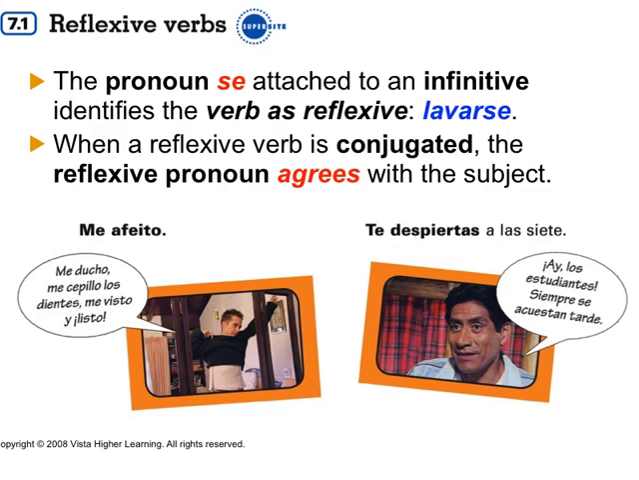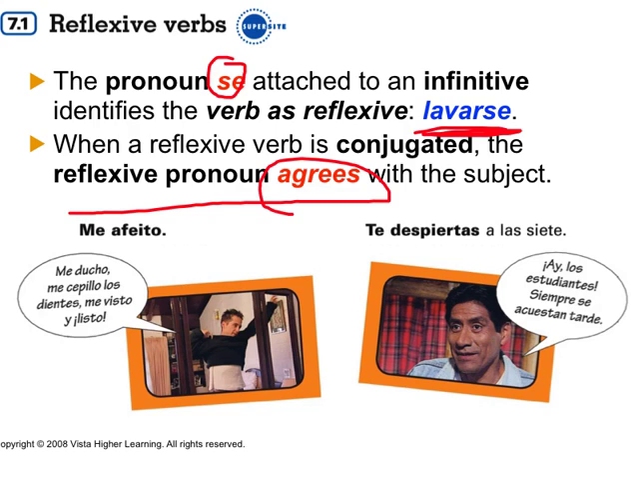So how do you know that a verb is reflexive? Well, when you look at the infinitive, if the pronoun se is attached to the infinitive, like lavarse, that's reflexive. That means you need to use those pronouns. And remember, the reflexive pronoun agrees with the subject. So yo takes the me, tú takes the te, él, ella, usted, se, and so on and so forth. Me ducho, me cepillo los dientes, me visto y listo. Ay, los estudiantes siempre se acuestan tarde.